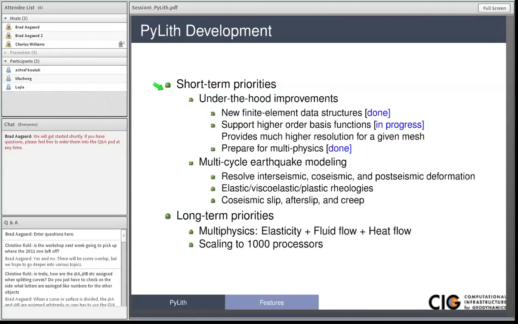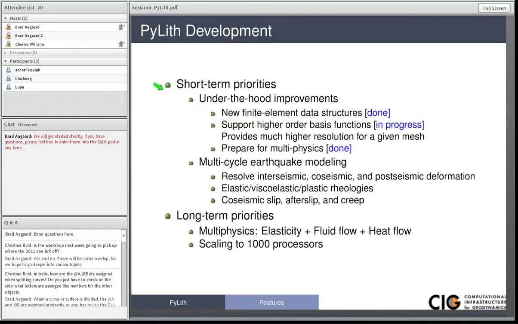Under the hood improvements include a complete rewriting of the finite element data structures. That is essentially done, and we're just debugging. One of the advantages of using these different data structures is that we have prepared for multi-physics such as coupling heat flow and fluid flow, as well as support for higher order basis functions. And that's the main feature that we want to get in for version 2.0.